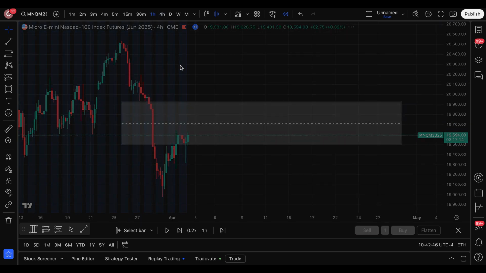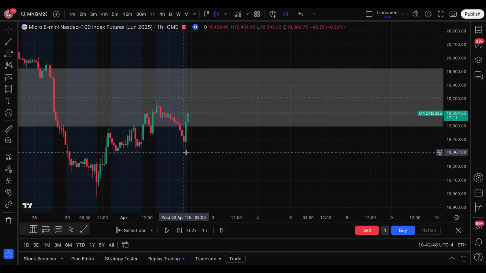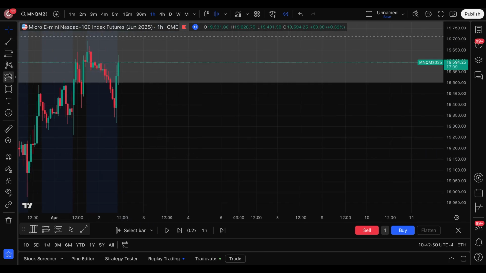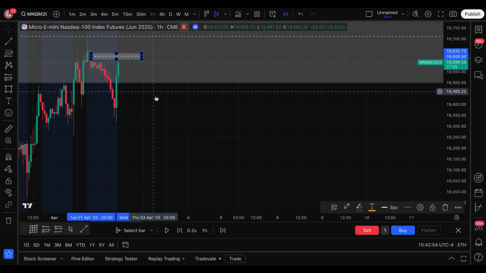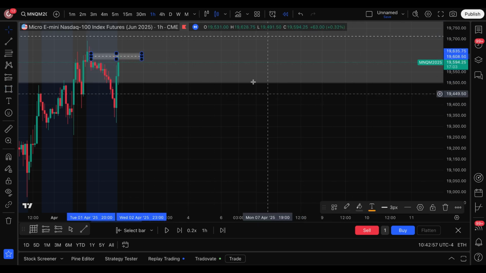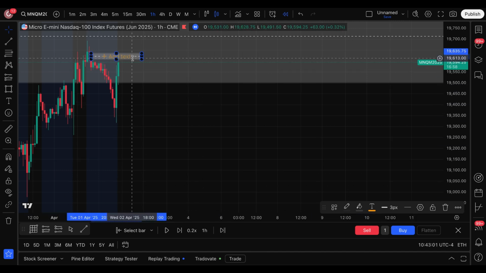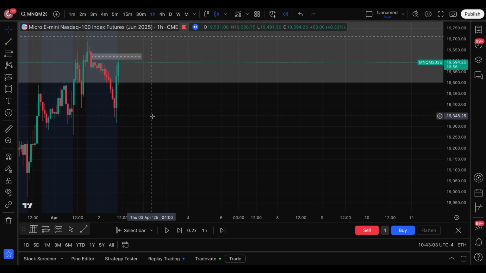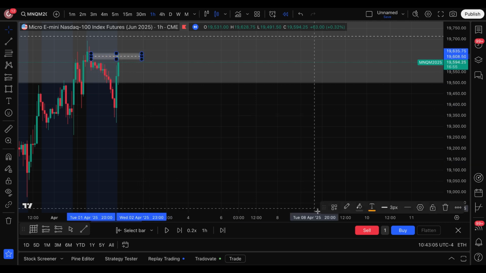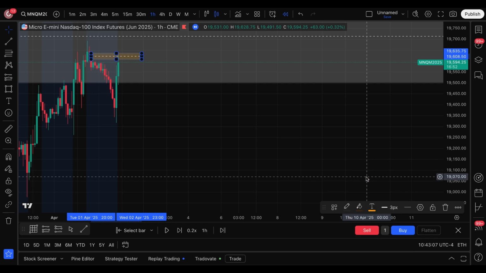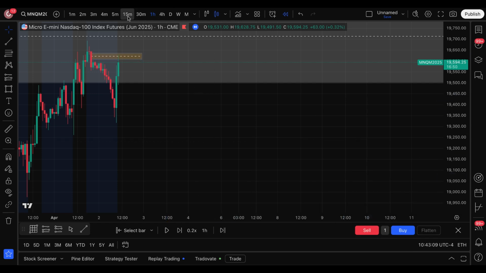And I dropped to the 1 hour. What I noticed on the 1 hour is that we also have this tiny bearish imbalance here, and price has just tapped into that also. So I'm just gonna change the color of that to a little bit orangish. And I dropped to the 15-minute chart.